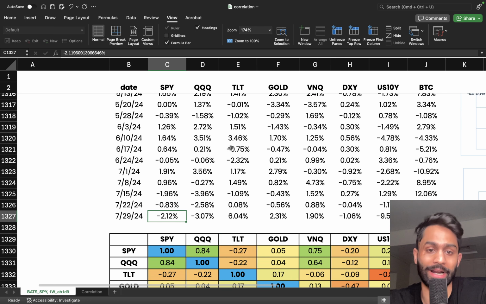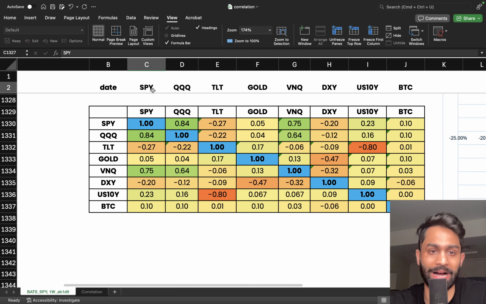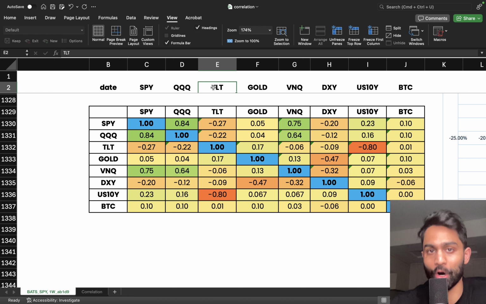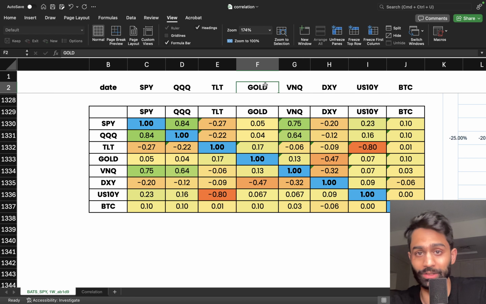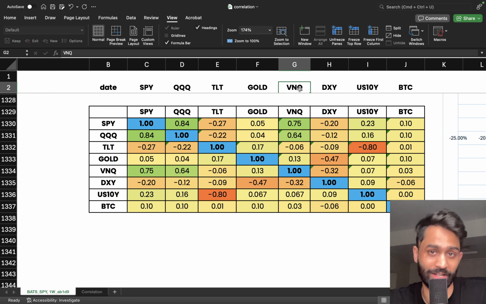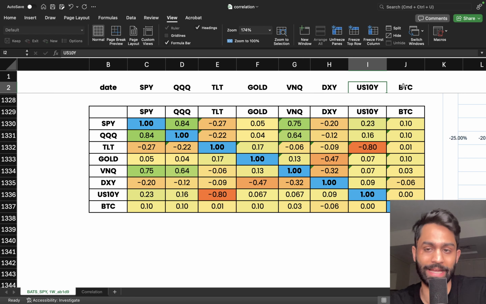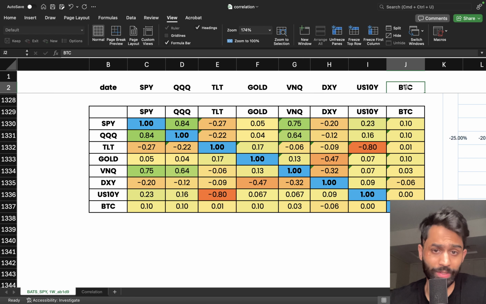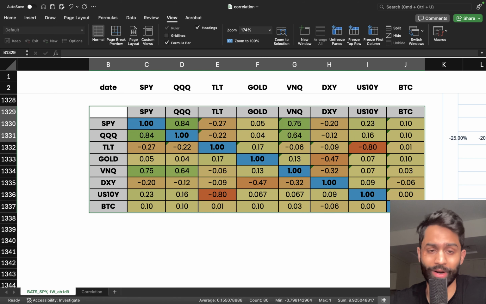As you can see, we've got equities, which is represented by SPY and QQQ. We've got the bond market, which is TLT. We've got gold. We've got VNQ, which is real estate investment trusts, so REITs. We've got the dollar index. We've got the treasury yields, and we've got Bitcoin. So these are the 8 asset classes that we are going to analyze across the board, and this is called a correlation matrix, which I'm going to explain in a little bit more detail.